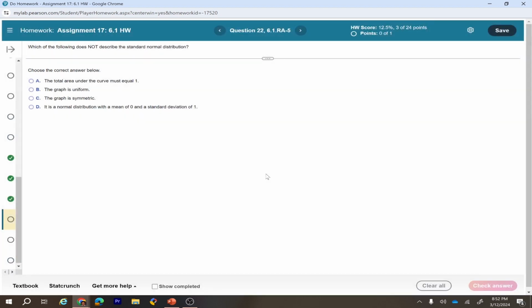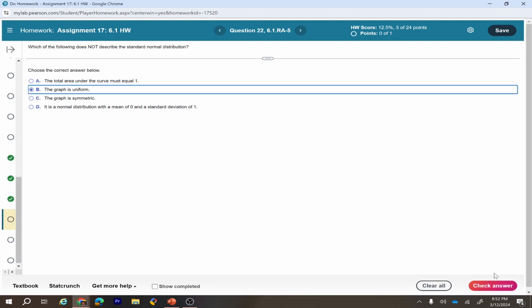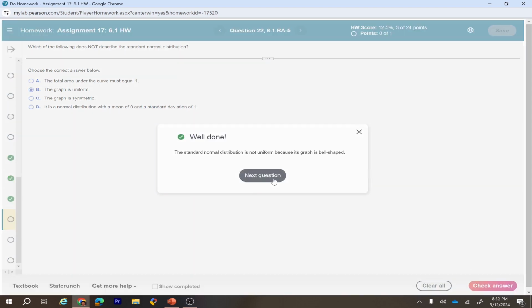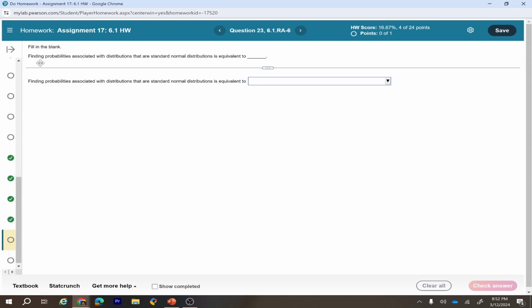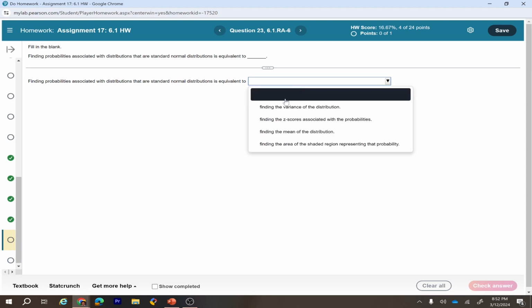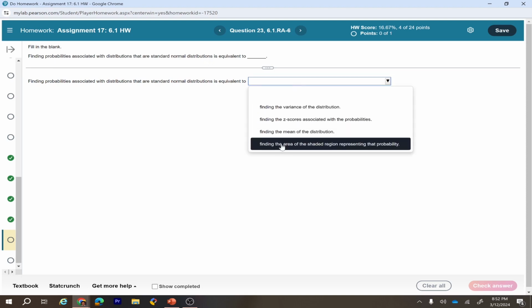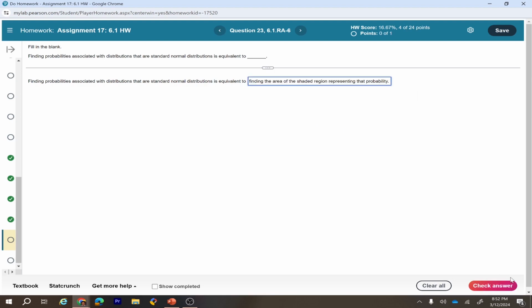Which of the following does not describe the standard normal distribution? The total area under the curve must be equal to 1. That's right. The graph is uniform. No. For the standard normal distribution, the graph is bell-shaped. Fill in the blank. Finding probability associated with a standard normal distribution is equivalent to finding the area of the shaded region representing that probability.